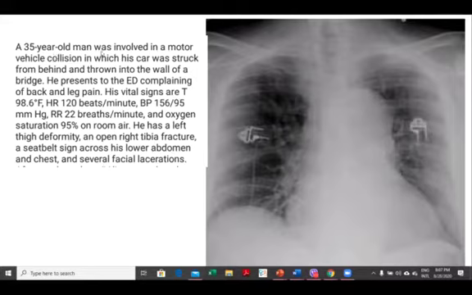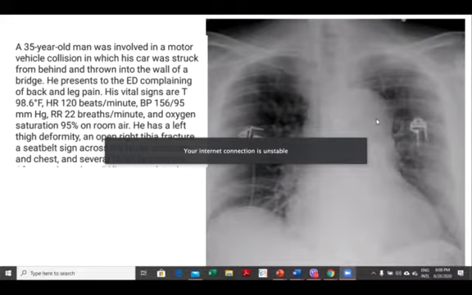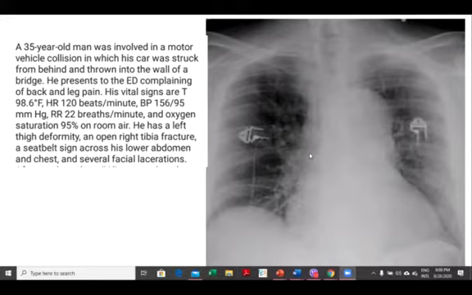See the mechanism of this injury. A man was involved in a motor vehicle collision in which his car was struck from behind and thrown into the wall. It is a sudden deceleration injury. With this mechanism, you have to suspect aortic injuries. Can you see the mediastinum widening here? The diameter at the aortic knuckle level should be less than 8 centimeters. Here you can't measure that, but obviously there's mediastinal widening.